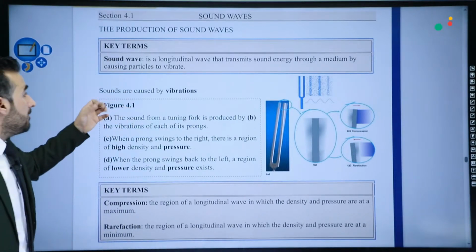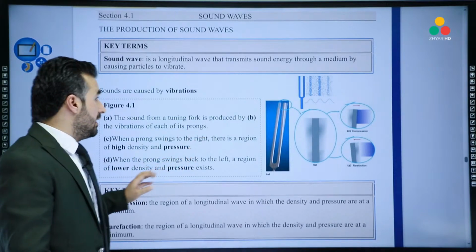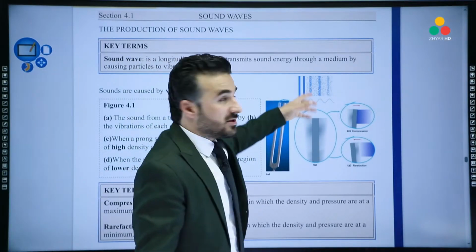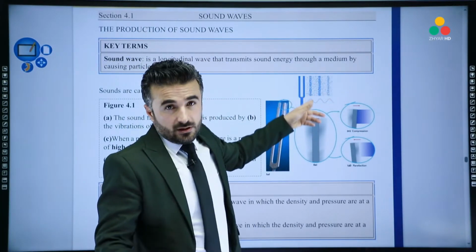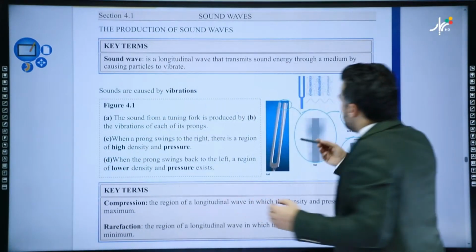Very good. So take a look here. Sounds are always caused by vibration. Without a source of vibration, you can never have a sound. Very good. And as you can see here, when the vibrating tuning fork prongs vibrate, of course, it causes regions where, you can see here, we have different regions.